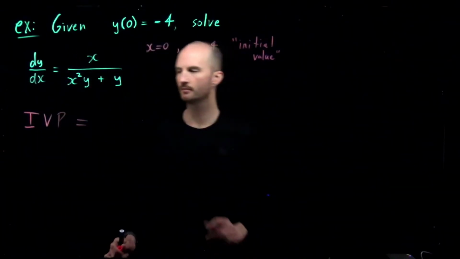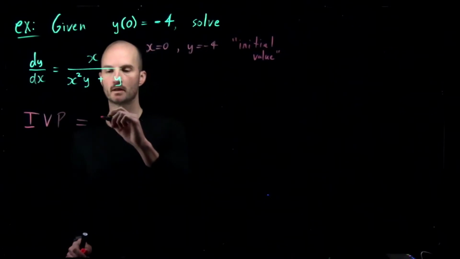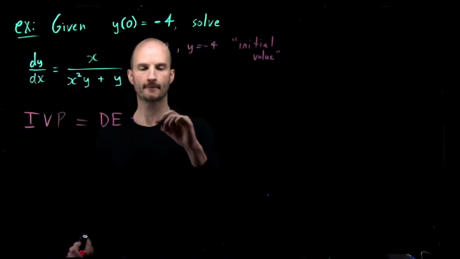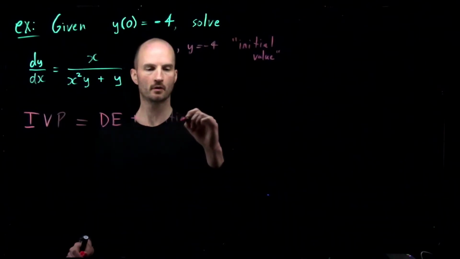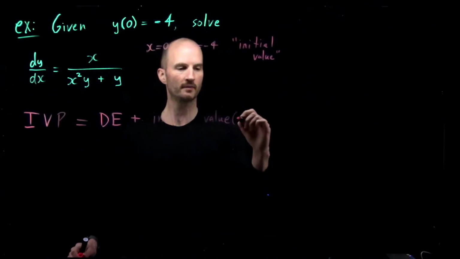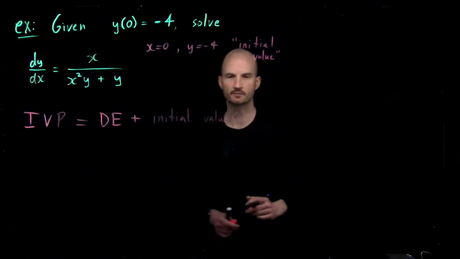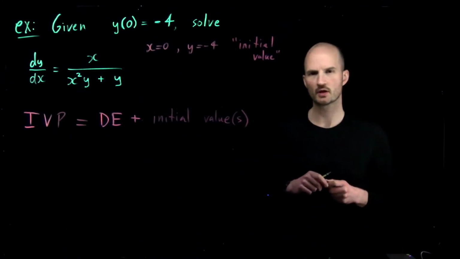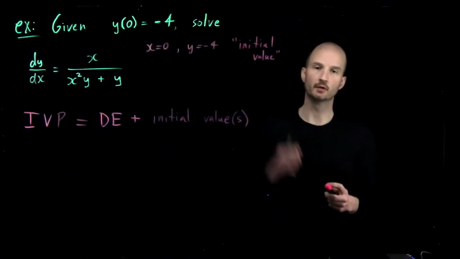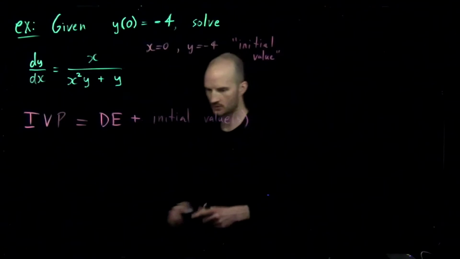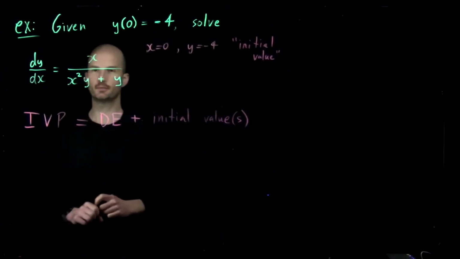An initial value problem is a differential equation plus an initial value, or sometimes there'll be some more information. So, an initial value problem is a differential equation together with some initial value or, in general, data. So, we're going to solve by separation.